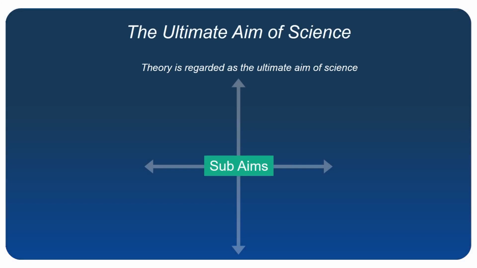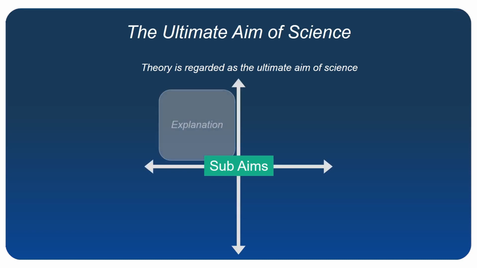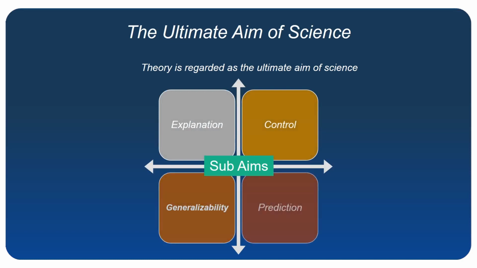What is a theory? Theory is a set of interrelated constructs or concepts, definitions and propositions that present a systematic view of phenomenon by specifying the relationship among variables with the purpose of explaining and predicting the phenomenon. Therefore, there are four aims in theory building. The first aim is explanation, second aim is control, the third aim is generalizability, fourth and the last is prediction.